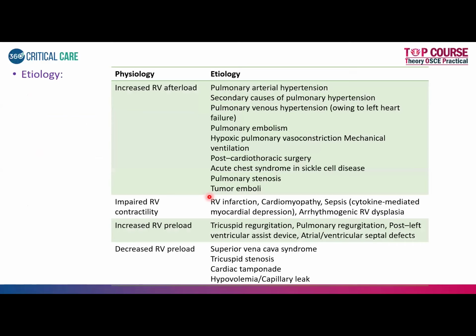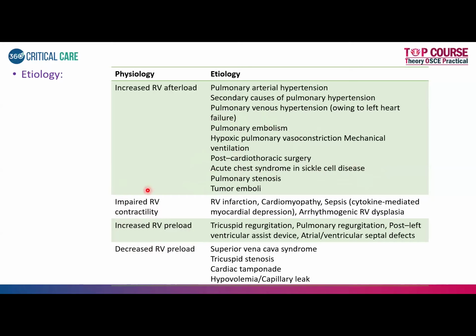Coming to the etiology, the etiology can be divided based on the physiology of the patient. Okay, so physiology of the patient, we have the increased RV afterload, impaired RV contractility, increased RV preload, and decreased RV preload as well. So increased RV afterload: pulmonary artery hypertension, secondary causes of pulmonary hypertension, pulmonary venous hypertension, pulmonary embolism, HPV, mechanical ventilation, post-cardiothoracic surgery, acute chest syndrome as in sickle cell disease, pulmonary stenosis and tumor emboli.